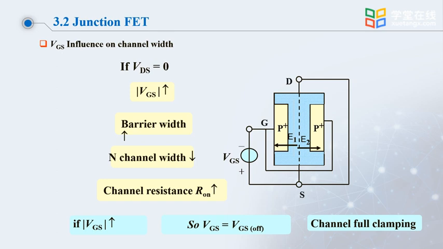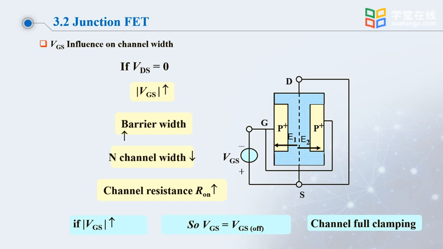If the absolute value of the grid source voltage continues to increase, that is, the grid potential continues to go in the negative direction, the channel can even be completely swallowed by the space charge region. Then the channel no longer exists, so the channel is pinched off. The grid source voltage that causes the channel to be pinched off we call VGS(off), the pinch-off voltage, as shown in the diagram. When VGS equals VGS(off), the channel is fully pinched off.